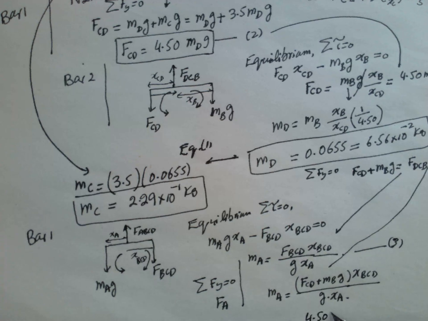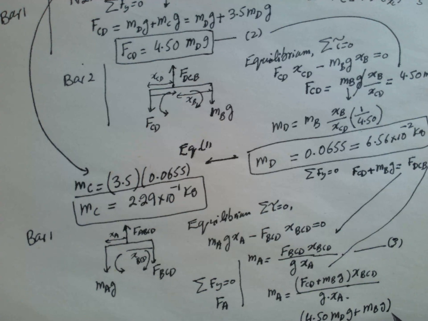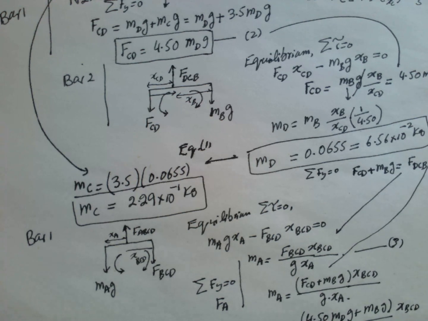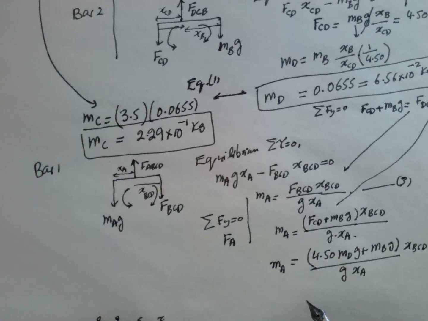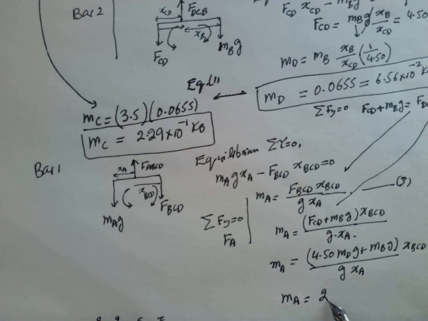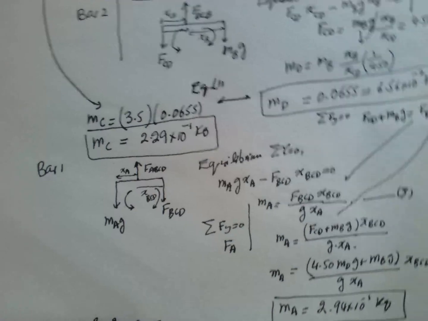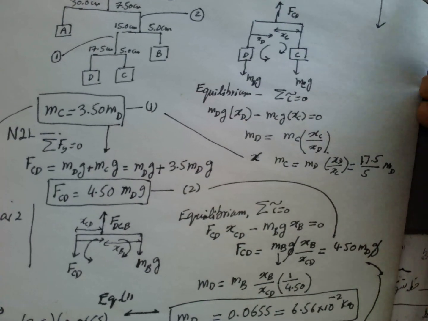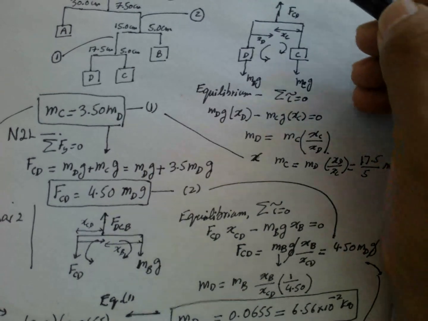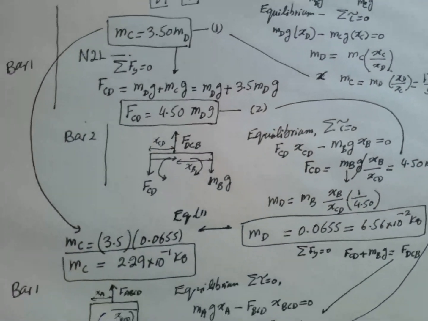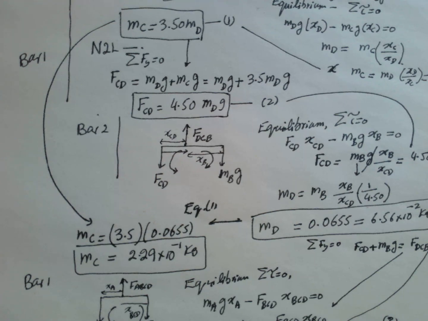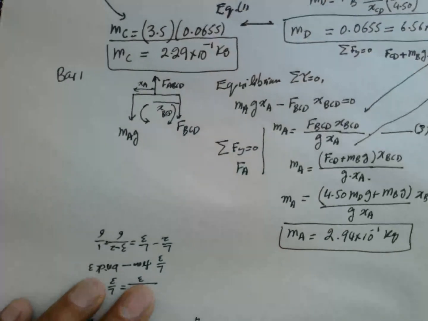So this is 4.5 MDG plus MBG over G XA times XBCD, and if you substitute the values of M and all these values, then you get MA, which is equal to 2.94 times 10 to the power minus 1 kg. So MB is known, MD is known, MC is known, MA is known. So all these components are now known. So this question is done.